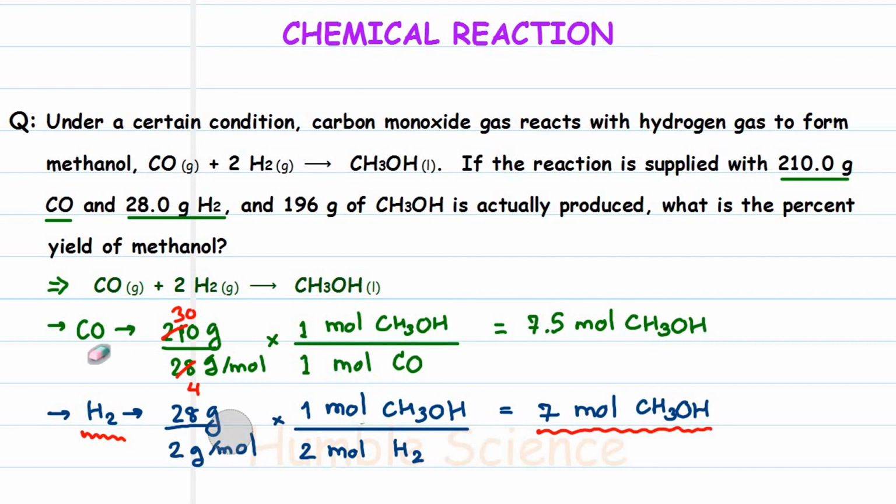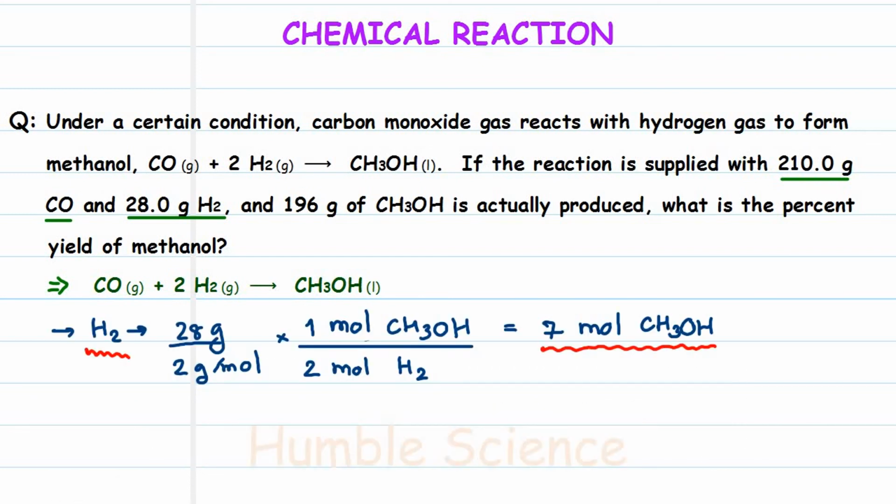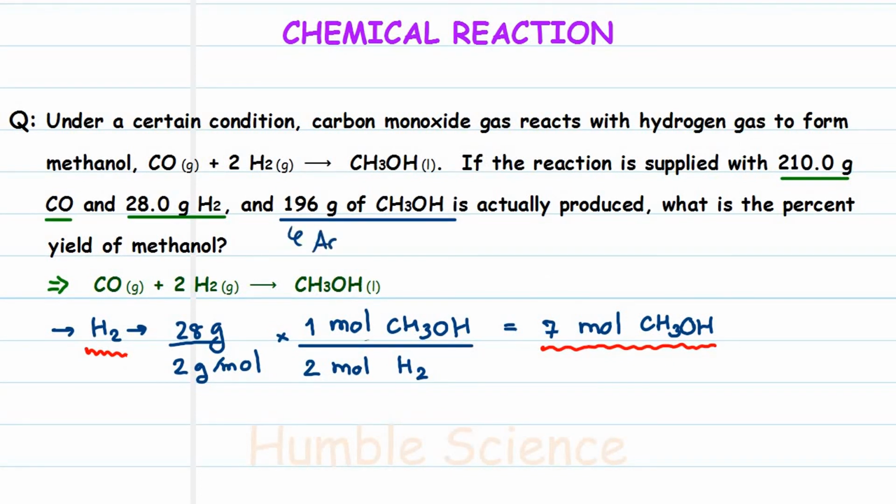So I'm going to erase the carbon monoxide for now, and then I'm going to move up the hydrogen gas over there. The question here is pretty much giving us the actual yield, which is 196 grams of methanol, and I'm going to write over here actual yield. But the question asks for percent yield of methanol. That means we need both actual yield and theoretical yield.